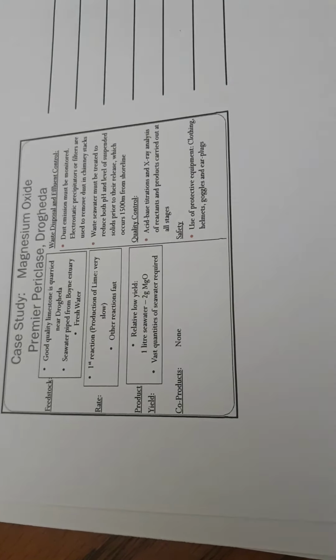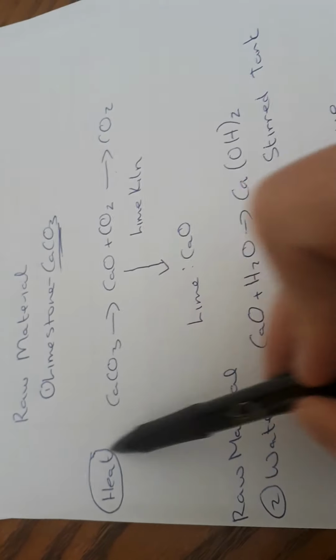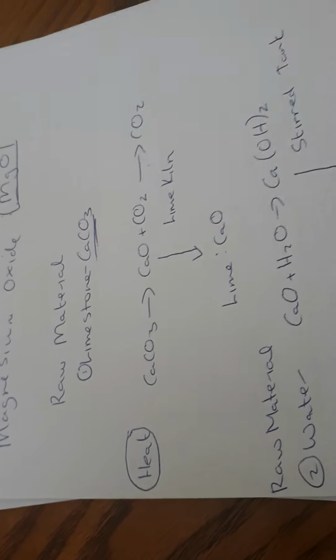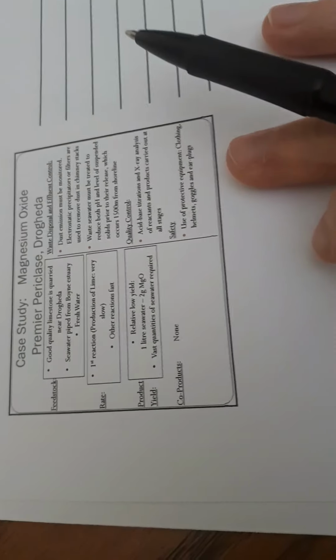The rate. So when we're making our batch of magnesium oxide, the first reaction, the production of lime, is very slow. Okay, so this reaction here, the actual making of the lime, the calcium oxide itself, is very slow. However, once the lime has been made, the other reactions are quite quick. The product yield is relatively low, so you need a large quantity of seawater, because for every 1 litre of seawater, we only end up with 2 grams of magnesium oxide, so very, very small.